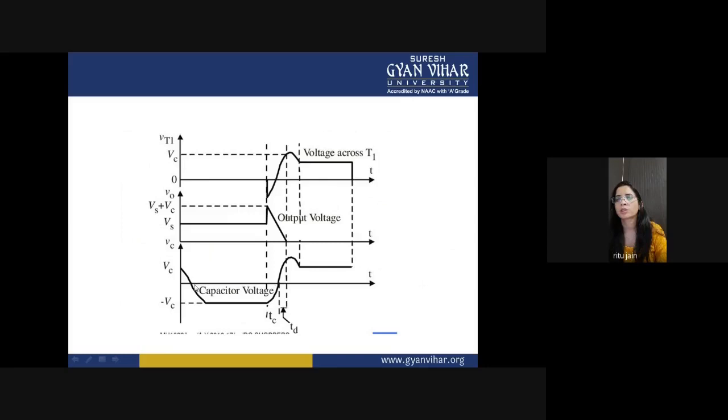When the capacitor voltage is negatively charged, in that case the voltage across the thyristor is equal to 0. So by these waveforms, you can easily understand how we can commutate the chopper by the capacitor charging and discharging methods.